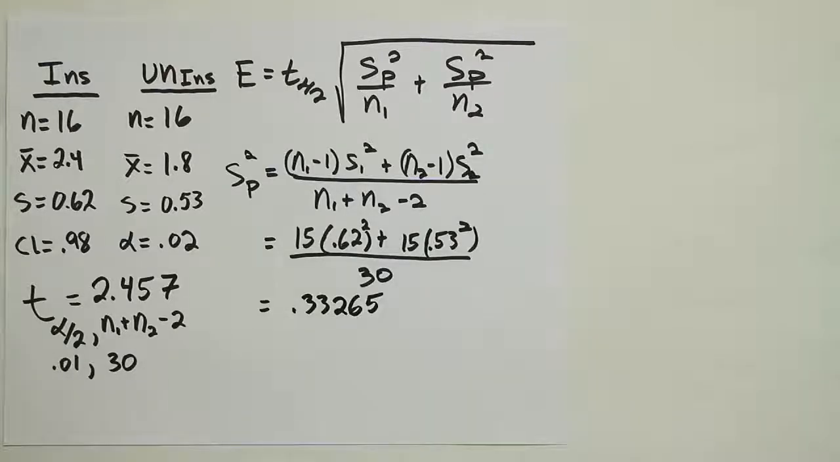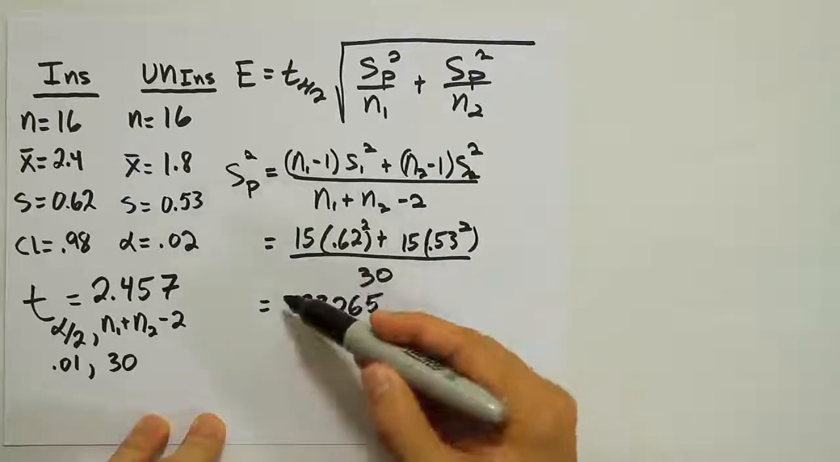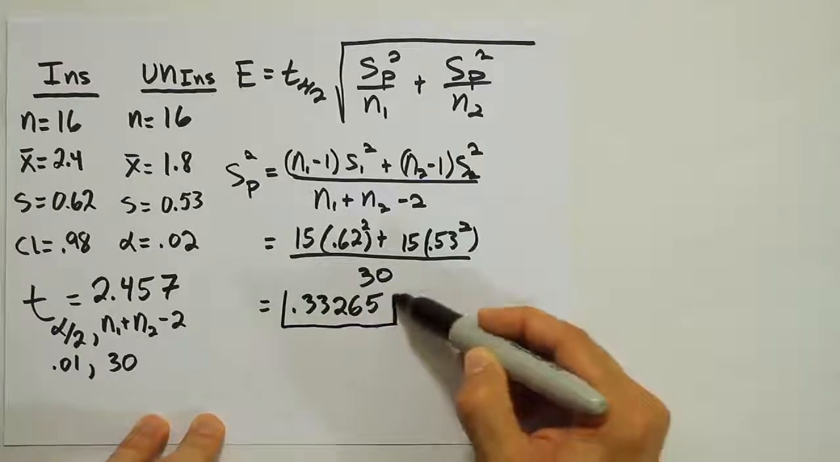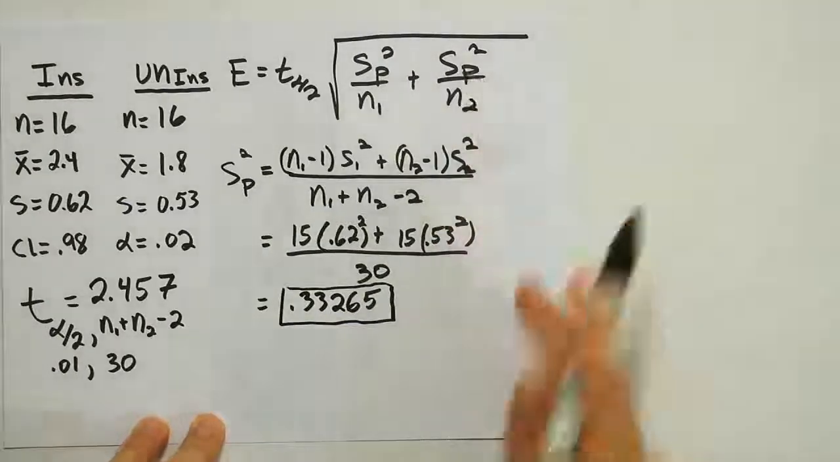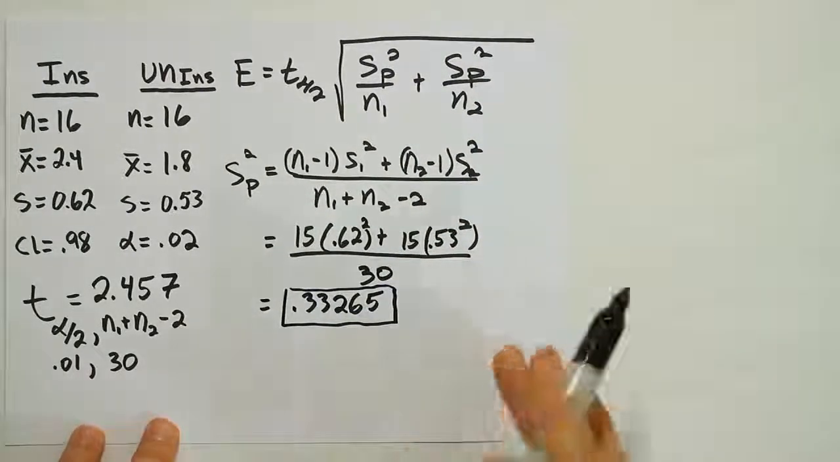There it is. So the sample variance, the pooled sample variance for the problem here for our estimator, x bar 1 minus x bar 2. So we have that number. Let's take that, plug it back into our margin of error formula to get the solution for that term.